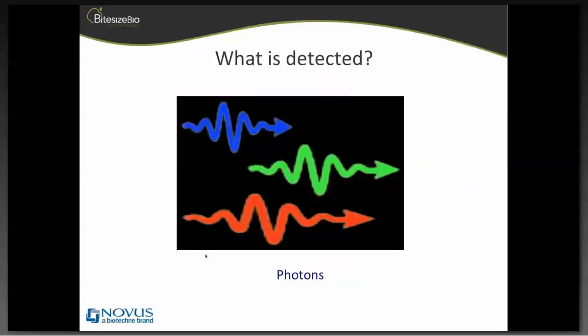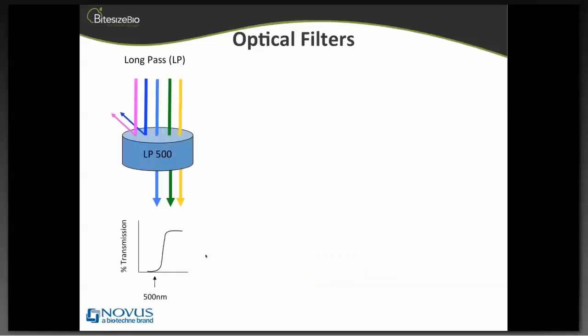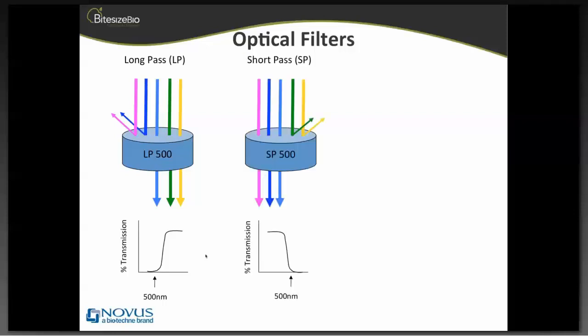What we're actually detecting is photons of light that have been emitted during fluorescence. So within the machine we have a series of optical filters that we use to steer those photons of light to the correct detector. Here are some examples of the optical filters. This is a long pass 500 filter, which will allow light longer than 500 nanometers to go through it. This is a short pass filter. This will allow light shorter than 500 nanometers to go through it.